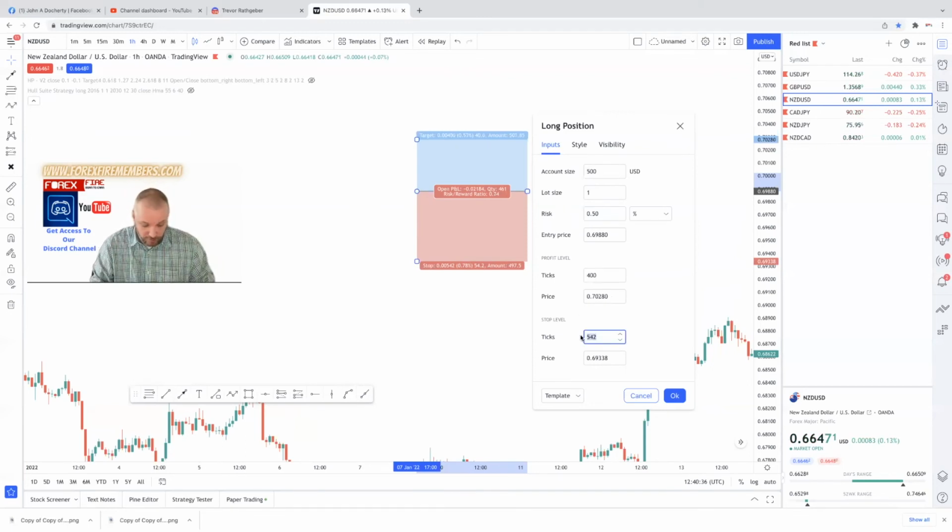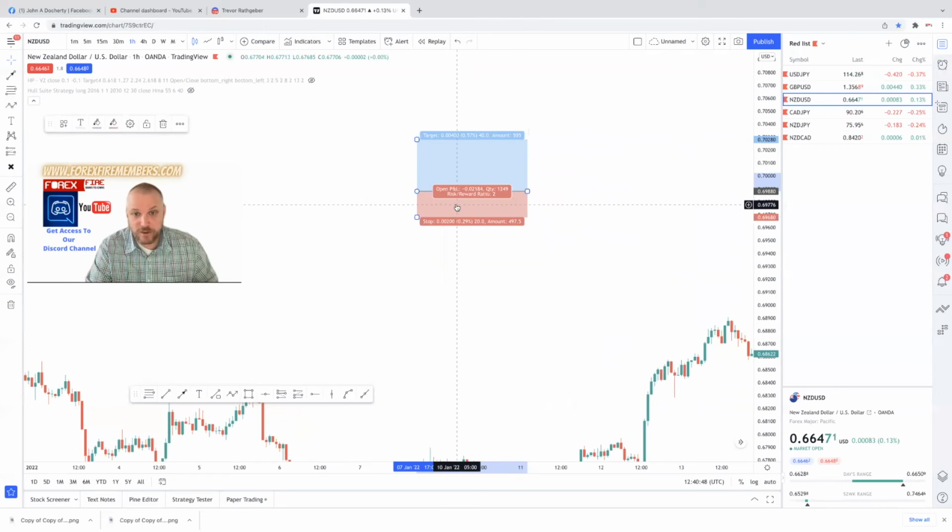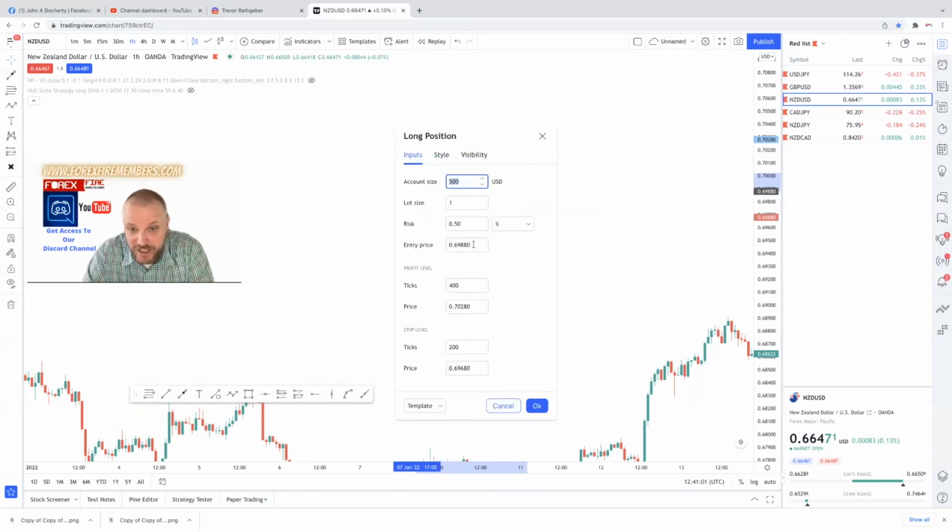And again, your stop, let's say it was 200 ticks. Take away the last zero, that would give you 20 pips of measurement. So that would then give you a risk to reward of 1 to 2. Basically because the 4 divided by the 2 gives you the 1 to 2, okay? And that's how you would measure the ticks.